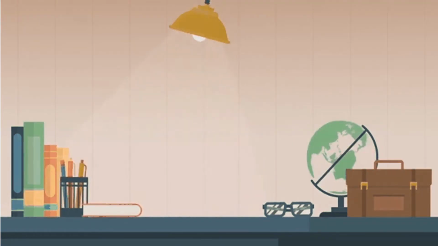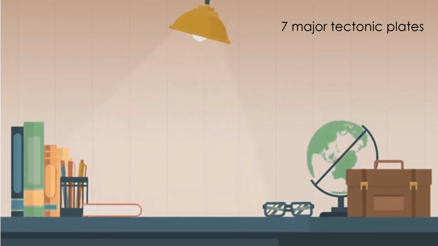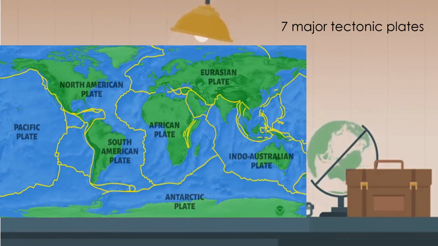Based on your topic in Araling Panlipunan, we have 7 major tectonic plates: Pacific Plate, North American Plate, South American Plate, African Plate, Eurasian Plate, Indo-Australian Plate, and Antarctic Plate. According to scientists, plates move a few centimeters per year, 0.60 to 10 centimeters per year.